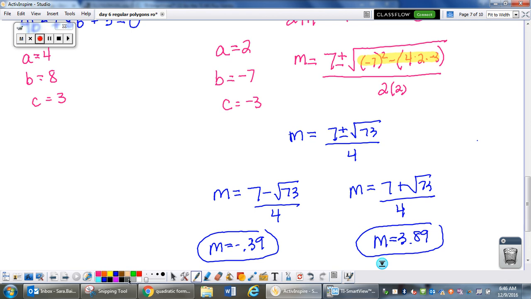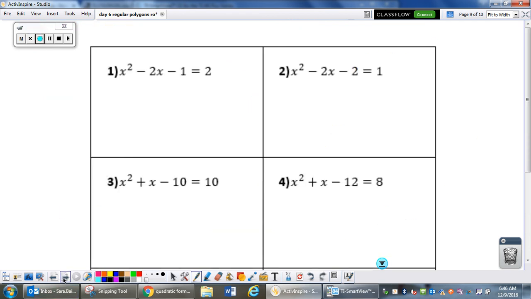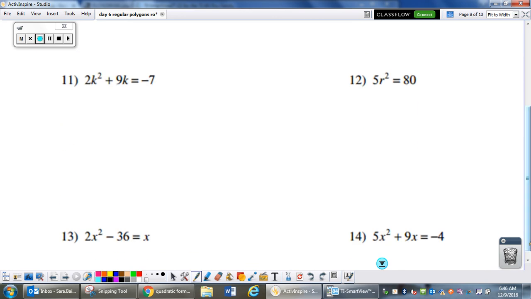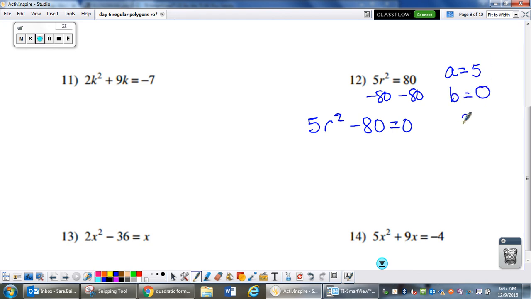All right, if you flip over to the back, you'll see that a lot of, oh dear, that's not the back. There we go. A lot of these you have to get your constants or your x's to the other side. I specifically want to look at 12. 12, we have to get that 80 to the other side. Where are you, pen? There you are. So subtract 80, and watch how this gets rewritten. 5r squared minus 80 equals 0. So then your a is 5. You don't have a b term, so your b is just 0, and your c is negative 80.